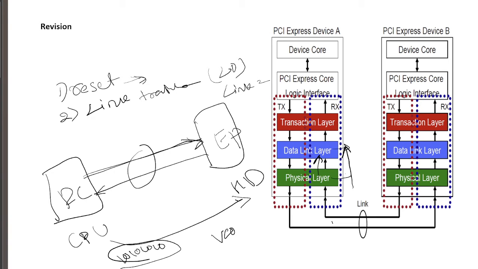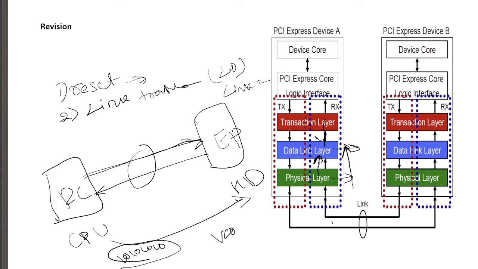First, the physical layer will do some operations, and link up will happen. Once link up happens, the physical layer will tell the data link layer that the link is up, so it can do initialization. Initialization is done for the data link layer.